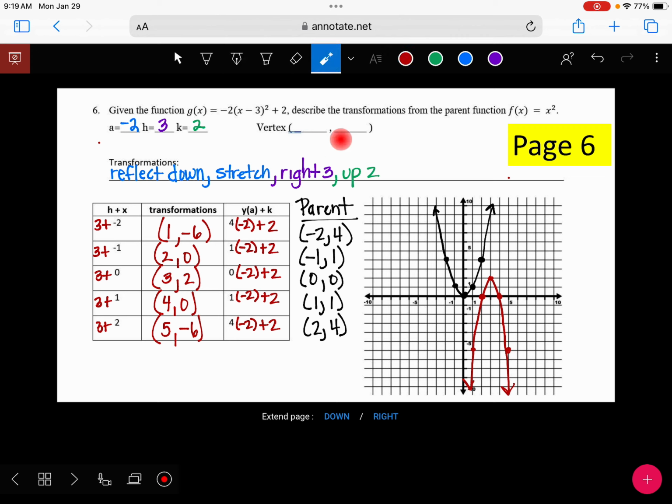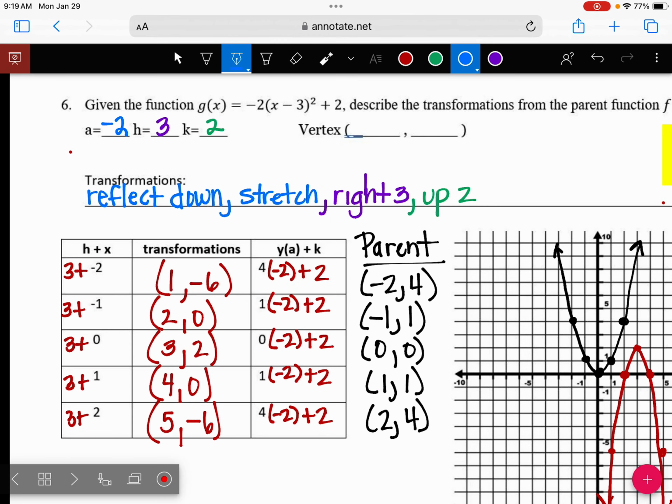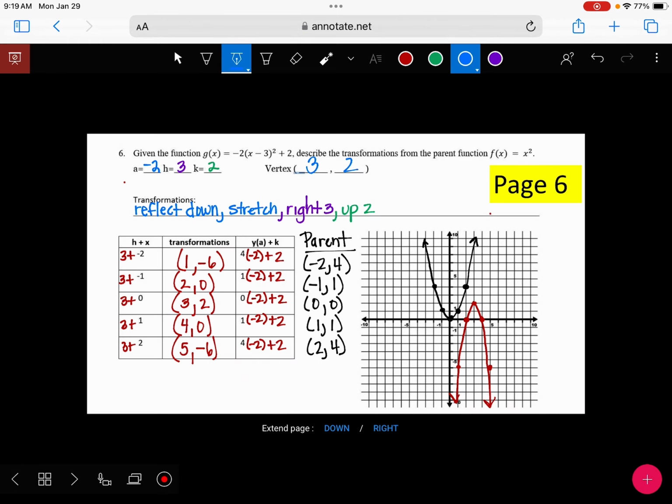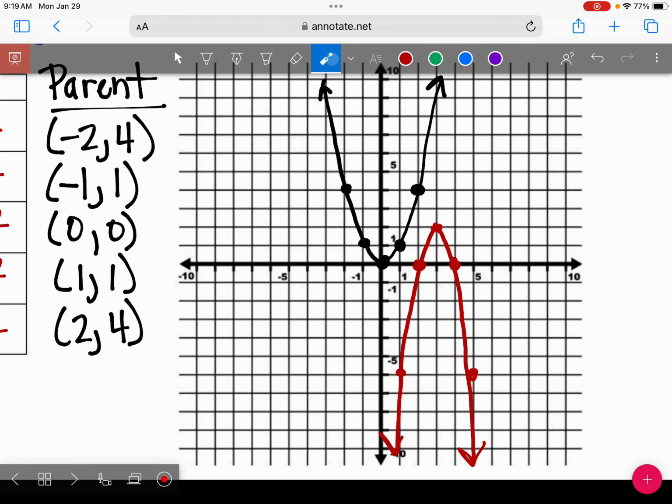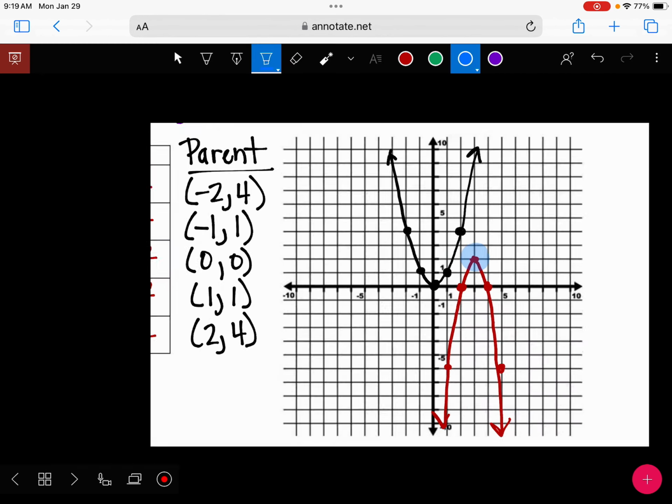Okay, I forgot to fill this in, but who remembers where our vertex is? How do we figure out the vertex? Which 2 letters do we use? H and K, good. So your vertex is at 3, 2. See, when you look at this graph that we just graphed right here, the top of this frown is at 3, 2. This is your vertex. This is my vertex, that point.